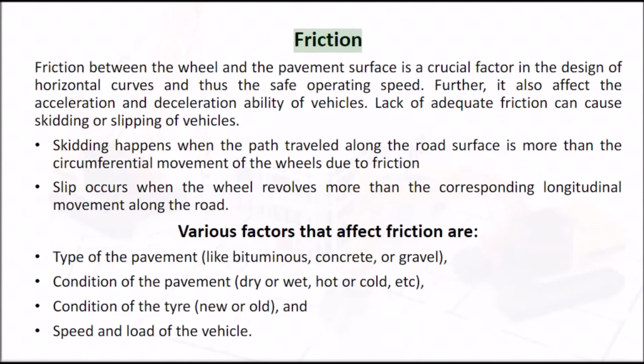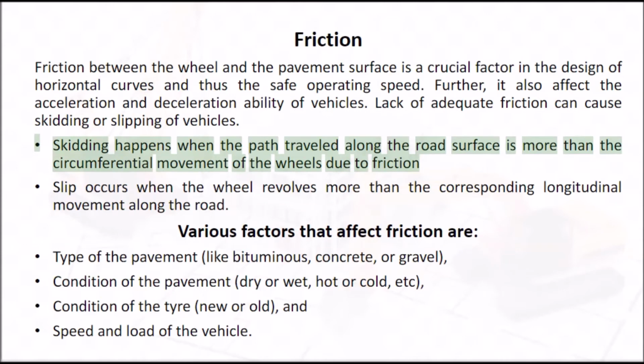Friction. Friction between the wheel and the pavement surface is a crucial factor in the design of horizontal curves and thus the safe operating speed. Further, it also affects the acceleration and deceleration ability of vehicles. Lack of adequate friction can cause skidding or slipping of vehicles.